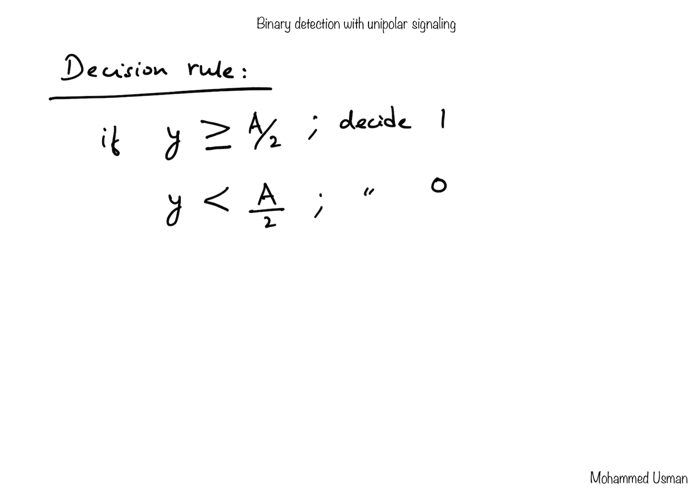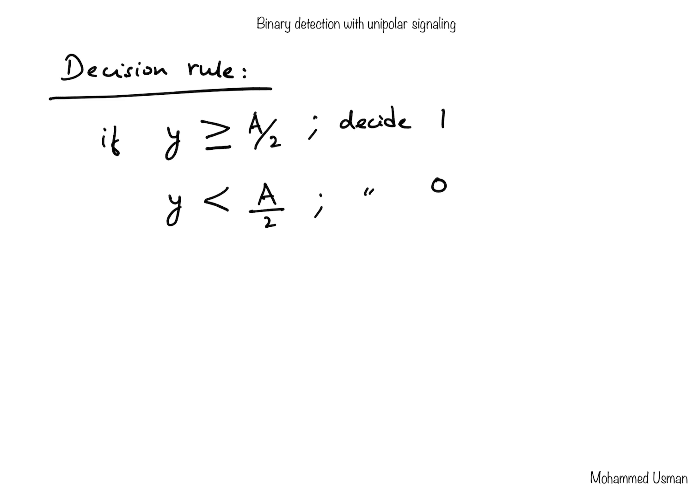Okay, so if it is a by 2 or more, we will decide it as 1. If it is less than a by 2, we will decide it as a 0. So that's going to be our decision rule. Now, once we have made this decision rule, the receiver side will check whether the received signal is greater than this a by 2, and if it finds it to be greater than a by 2, it will decide it as a 1, and if it finds it to be less than a by 2, it will decide it as a 0.